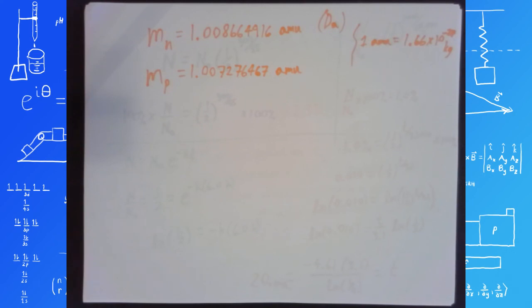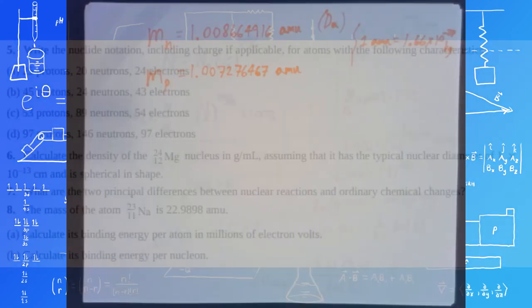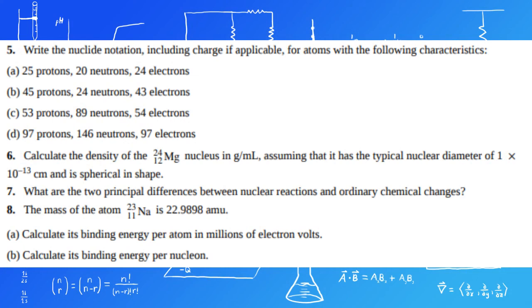Okay, so let's talk about this concept of mass defect. And let's actually introduce it by revisiting the first mass defect problem that we had to skip over, which was number 8. So for problem number 8 here, it says the mass of the sodium-23 atom is 22.9898 atomic mass units. Calculate its binding energy per atom in millions of electron volts and calculate its binding energy per nucleon. What on earth is binding energy?